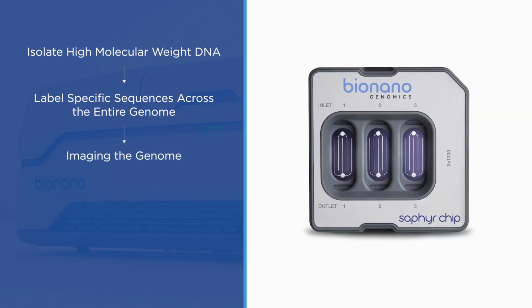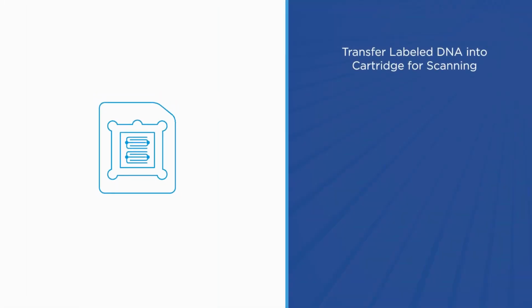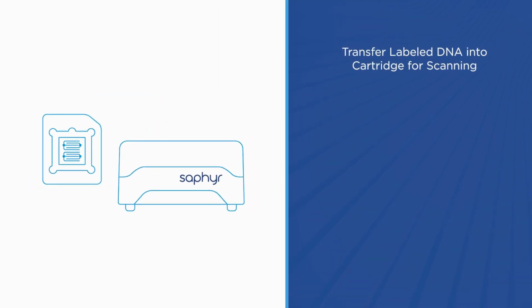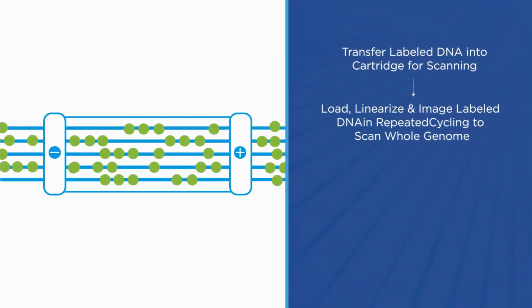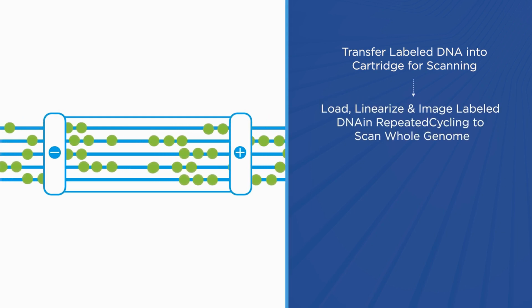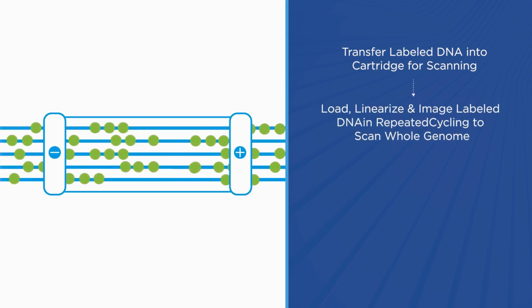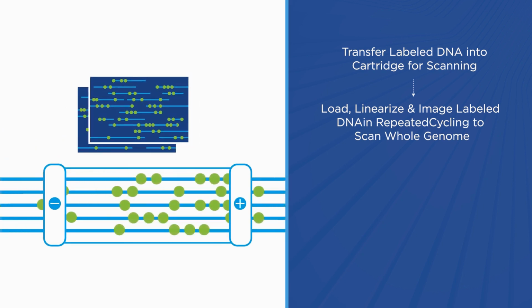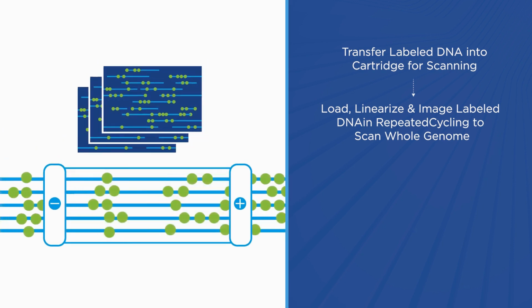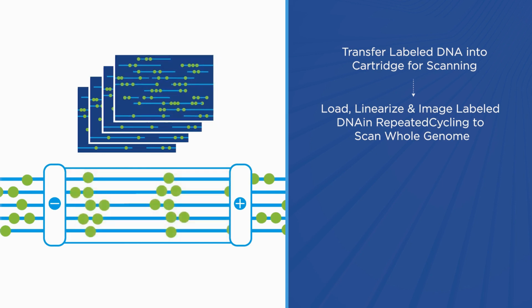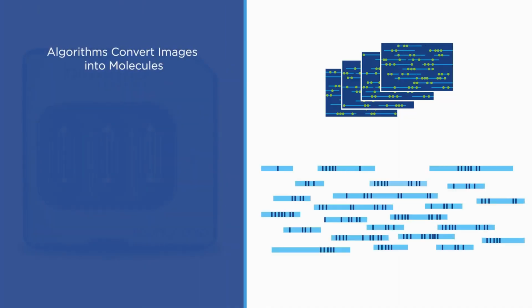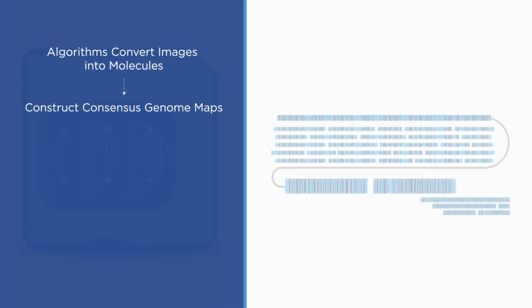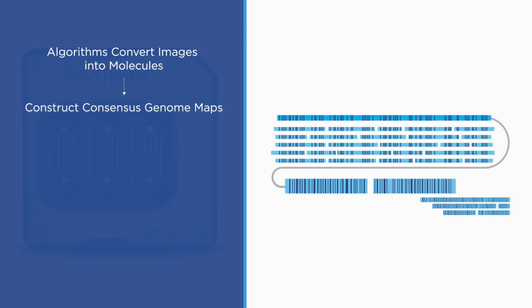The labeled DNA is pipetted into the Saphyr chip and placed in the Saphyr instrument. In the chip, the DNA is uncoiled or linearized across thousands of parallel nanochannels and imaged, revealing its fluorescent label patterns. By capturing these images in repeated cycles across the hundreds of thousands of nanochannels on the chip, all the images necessary to assemble a map of an entire genome are captured. Algorithms extract molecules from the images, and then Bionano algorithms construct consensus genome maps.